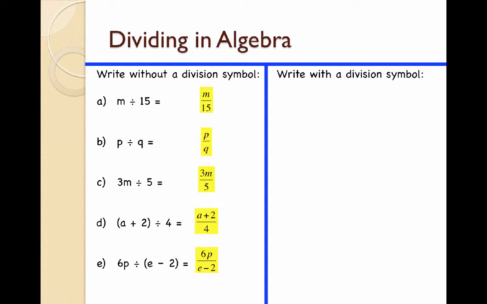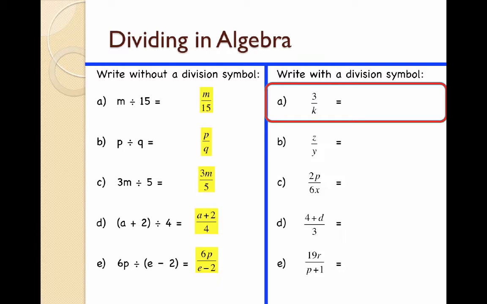Now we're going to try 5 examples where we have to write the division symbol in. This will show that you understand how this works. So to start off with, we have 3 over k, and we want to put the division symbol in. Well, that fraction line is a division symbol, or may as well be a division symbol. So 3 over k is the same as 3 divided by k. Try pausing the video and trying the next 4 for yourself. Don't forget to use brackets if there's any plus or minus in a numerator or denominator.